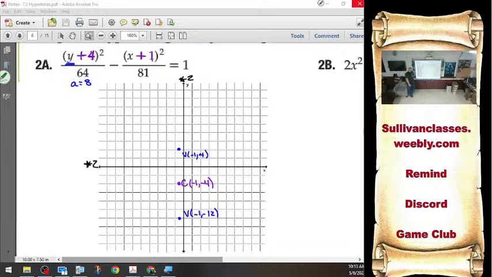My slope is going to be B over A or A over B? A over B. Y's over X's is the big part. So B is 9. So my asymptotes are Y plus 4 equals plus or minus B over A or A over B, Y over X, 8/9.